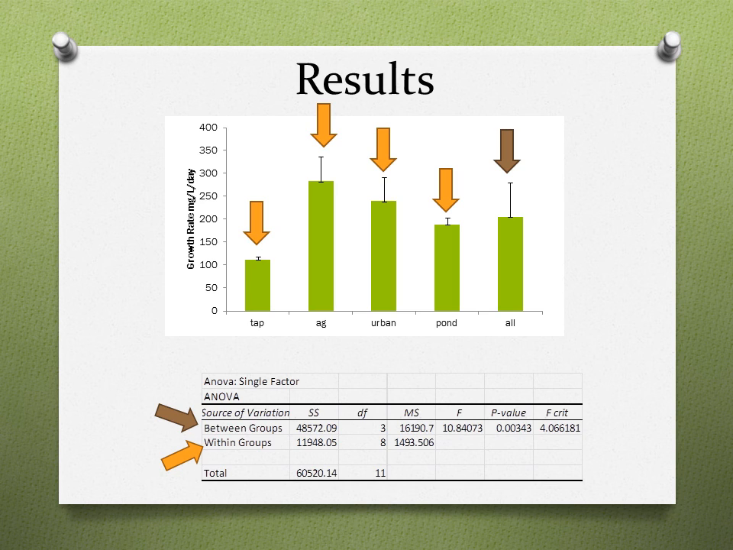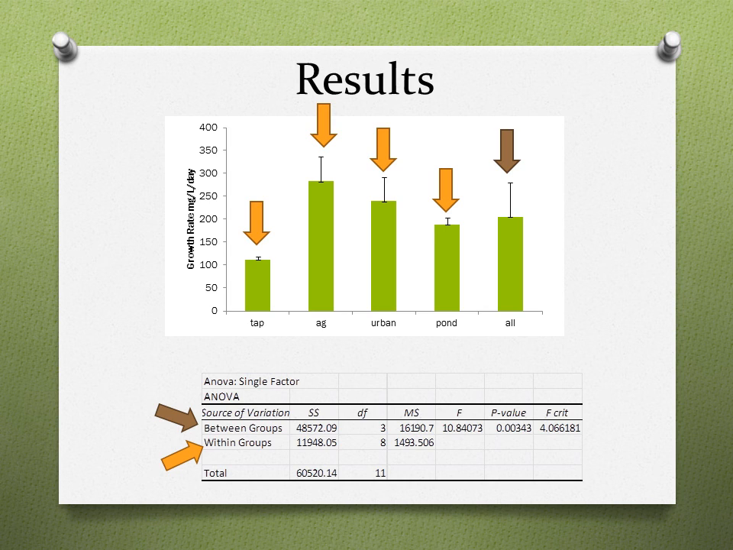Inside of each one of those bars, all of the flasks were treated exactly the same. Now, they didn't end up with the same growth rate at the end, but we tried. So the change in growth rate that we see for the yellow arrows is basically the error that you would expect when you're trying to keep everything the same.